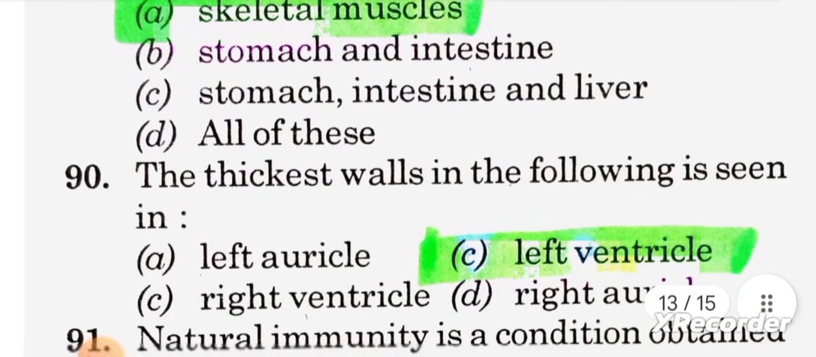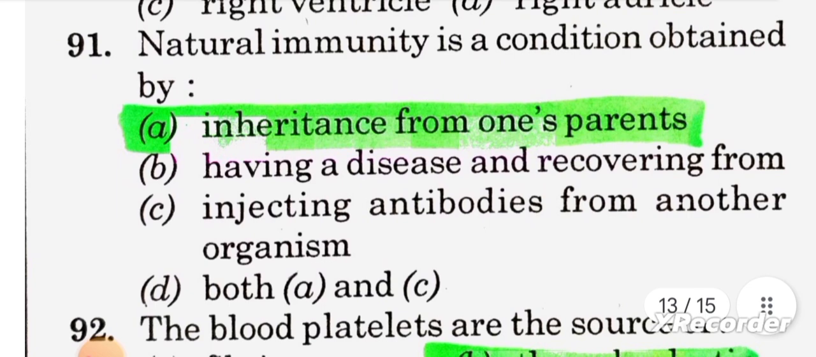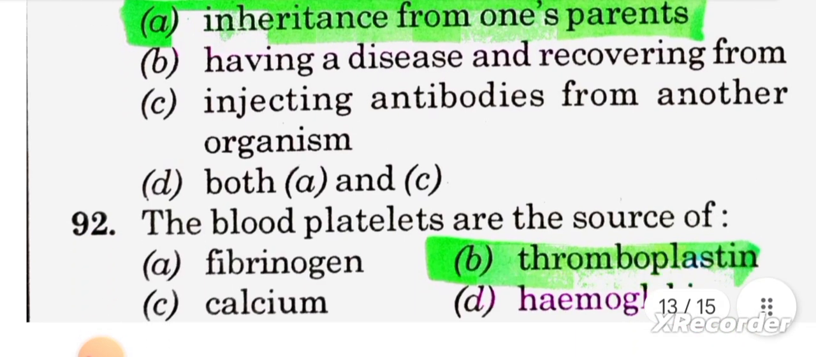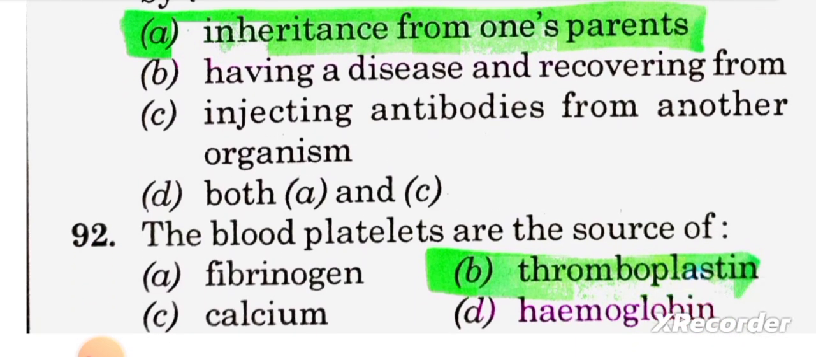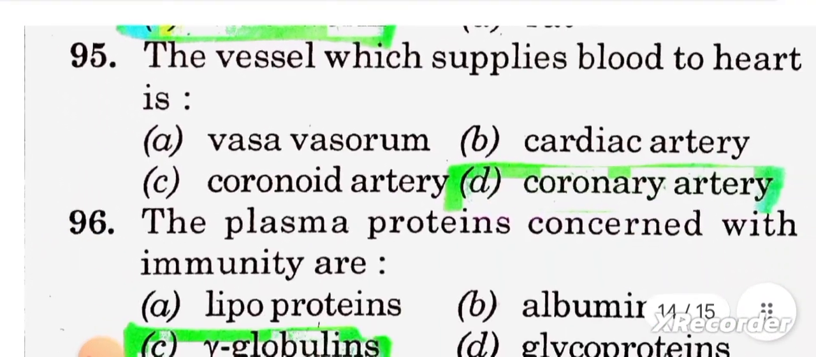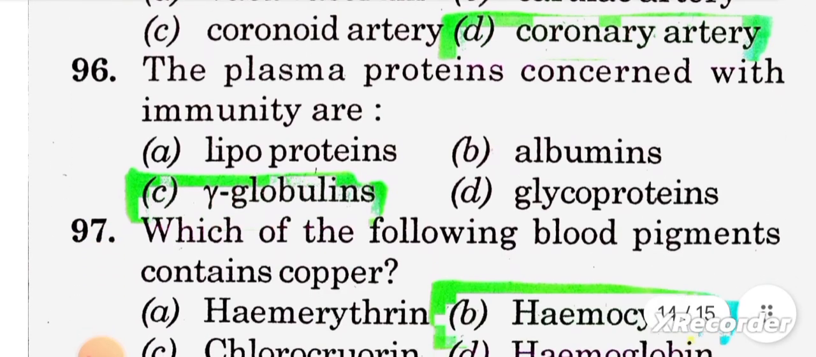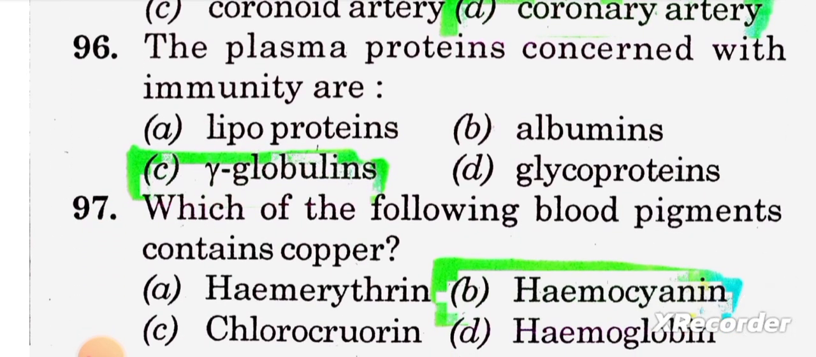Next 89. Epinephrine causes a relaxation of the walls of arterioles serving the answer A. Skeletal muscles. Next 90. The thickest wall in the following is seen in answer C. Left ventricle. Next 91. Natural immunity is a condition obtained by answer A. Inheritance from one's parents. Next 92. The blood platelets are the source of answer B. Thromboplastin. Next 95. The vessels which supply blood to heart is answer D. Coronary artery. Next 96. The plasma proteins concerned with immunity are answer C.